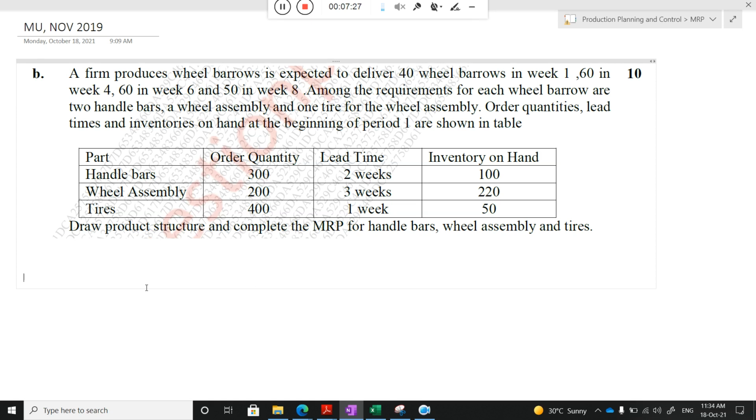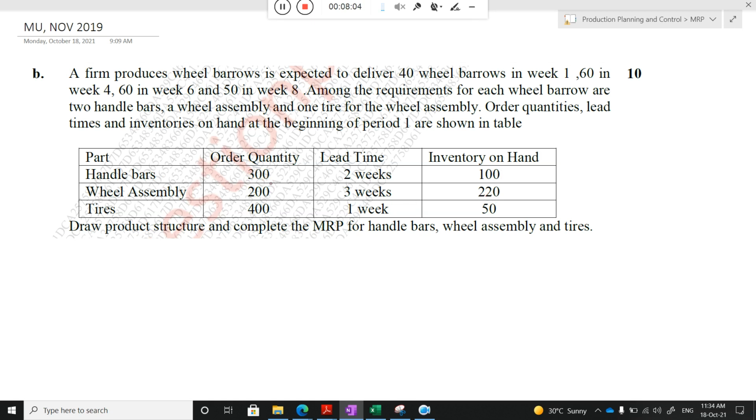The order quantity, lead time, and inventory on hand at the beginning of period 1, at the beginning of producing this wheelbarrow, are given in this particular table. So what is the meaning of this order quantity? If you put an order for handlebars to the supplier, then you need to order at least 300. Why 300? Because this is the economic order quantity.